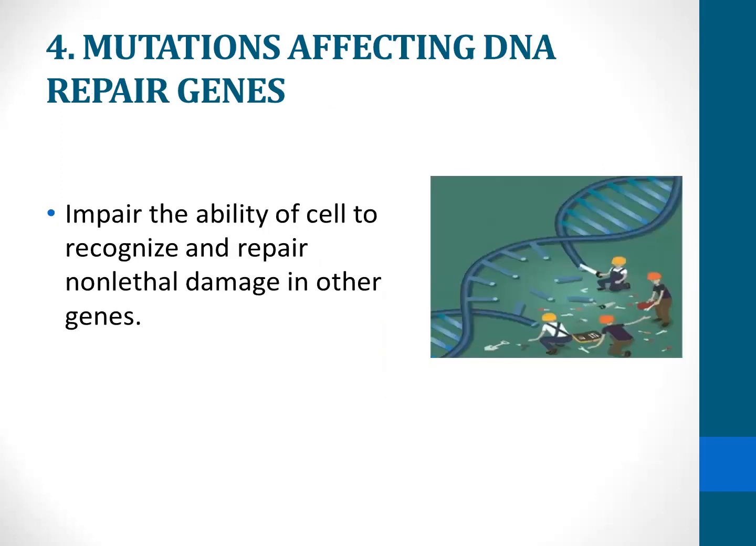Next, we have mutations that affect the DNA repair genes. These types of mutations impair the ability of the cell to recognize and repair damage in other genes. That is why cells which have damaged DNA or damaged genetic material keep on proliferating. They are not repaired and they do not undergo apoptosis.